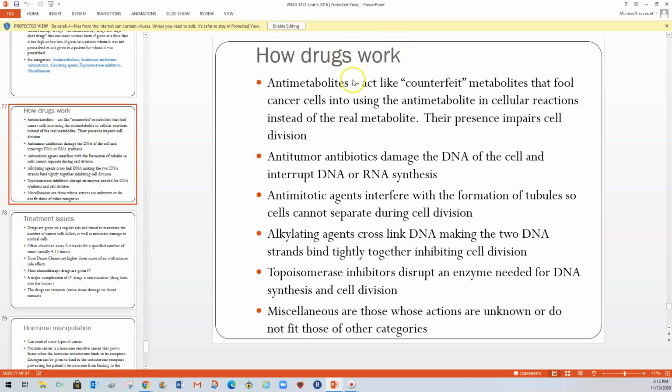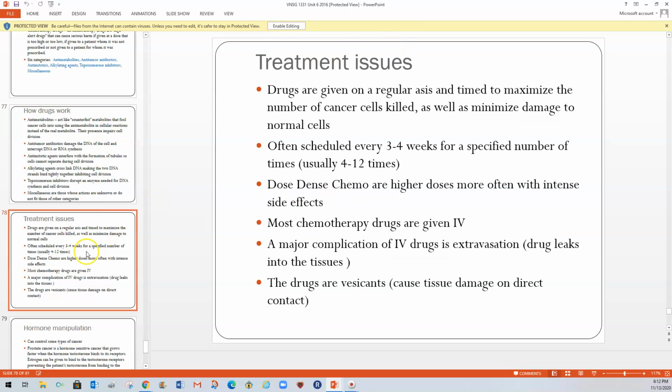Make sure you know how these drugs work. Drugs are given on a regular basis and time to maximize the number of cells killed, as well as minimize the damage to normal cells, because they also damage normal cells. Often scheduled, dose-dense chemo is higher doses more often with intense side effects. Most of them are given IV.